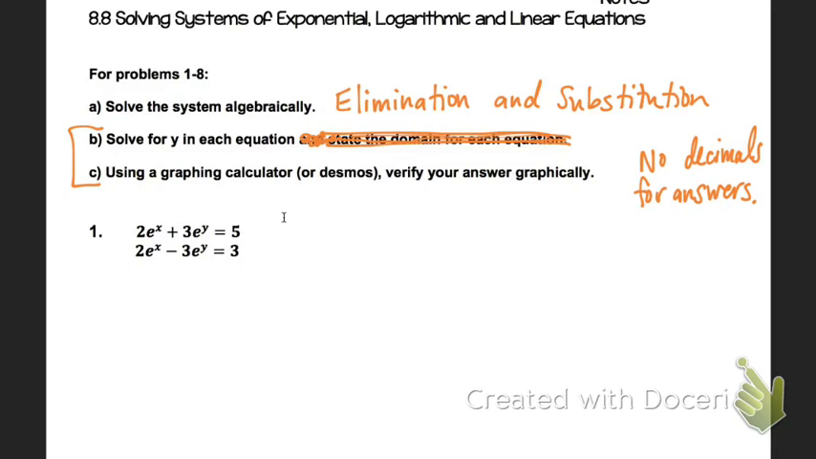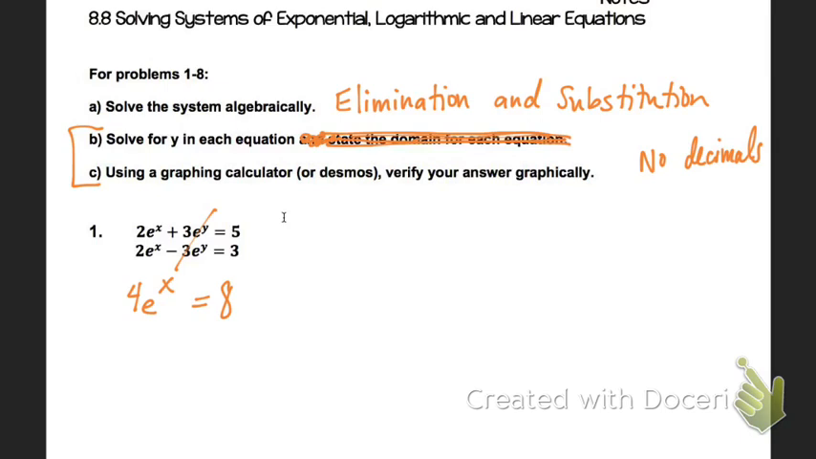the first step is deciding what method am I going to use, elimination or substitution. Just looking at that, what do you think would be the easiest way to solve? Elimination. And these two are already eliminated. So once you've eliminated this, you add down. So this becomes 4e to the x, because you're just adding, the bases are the same, equals what? 8.